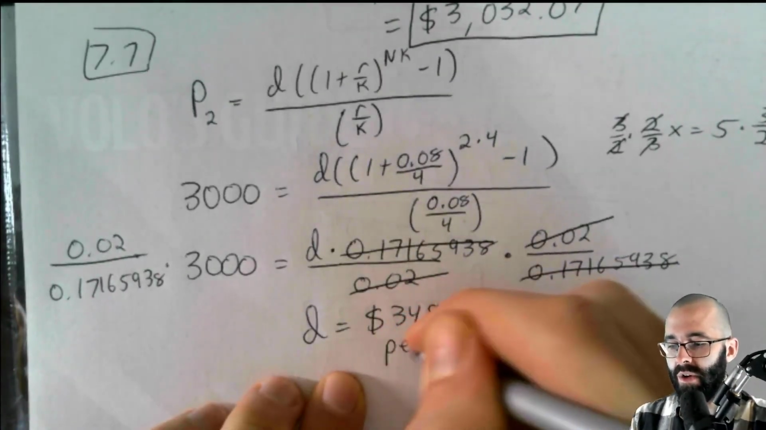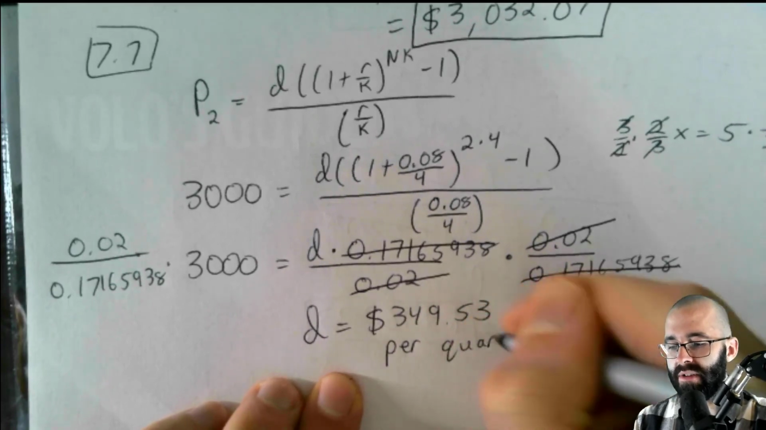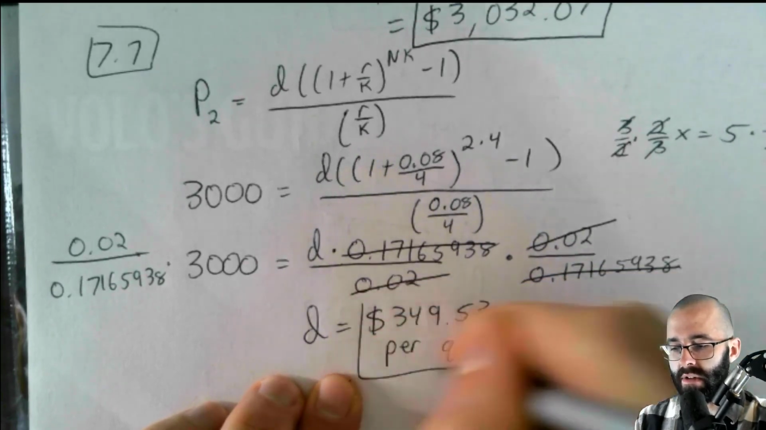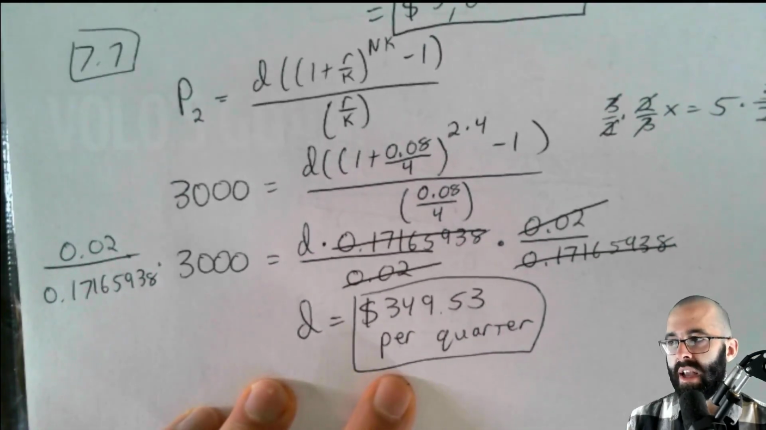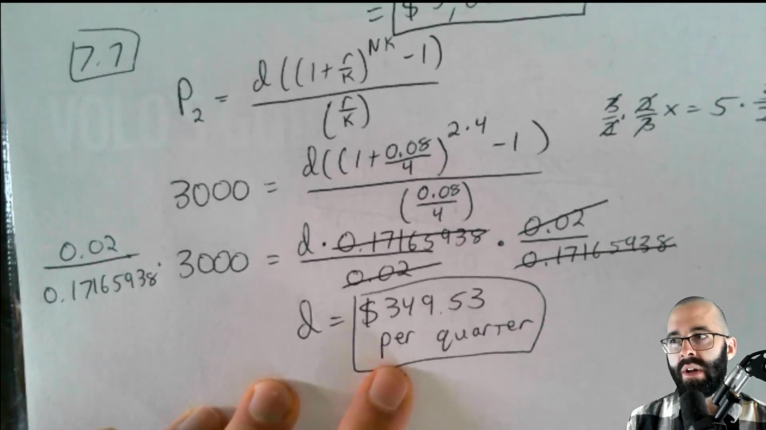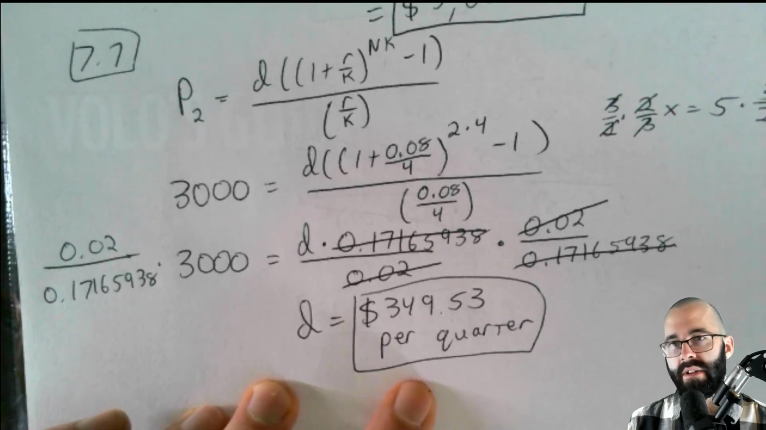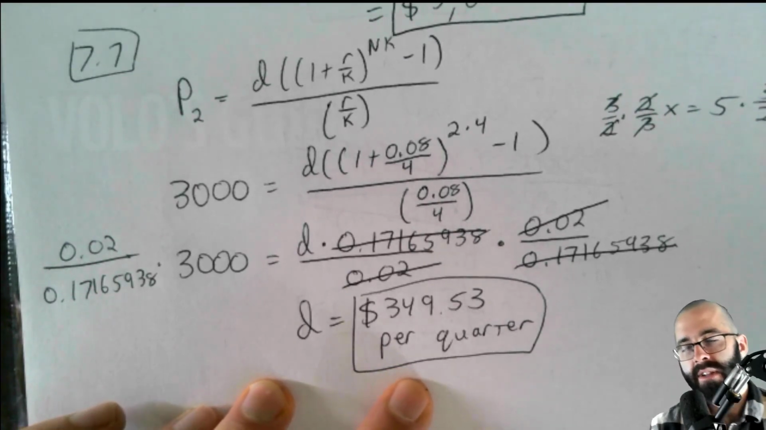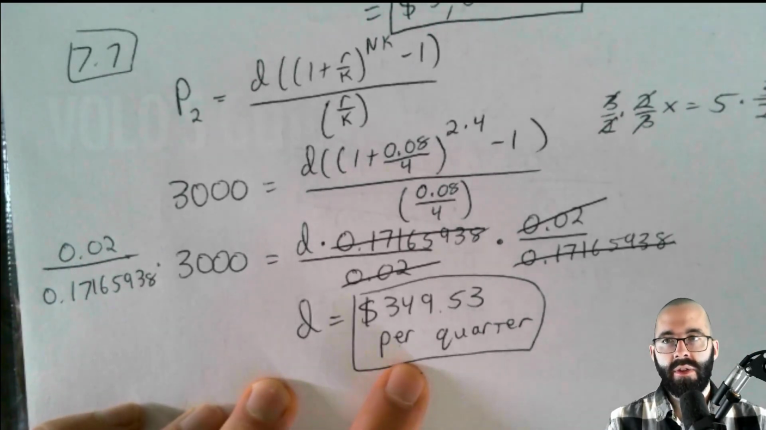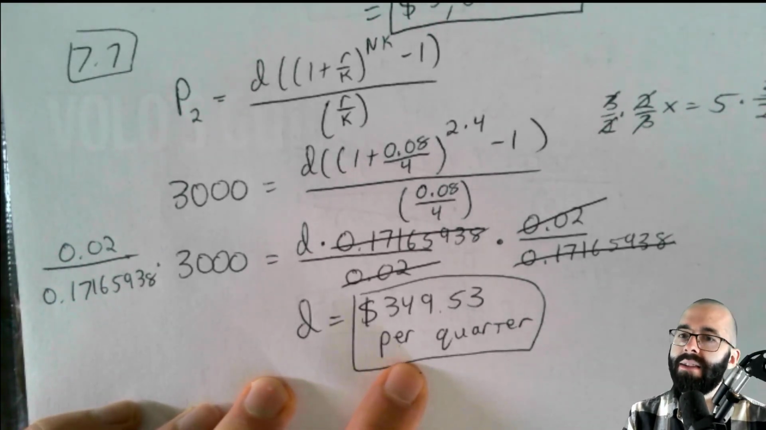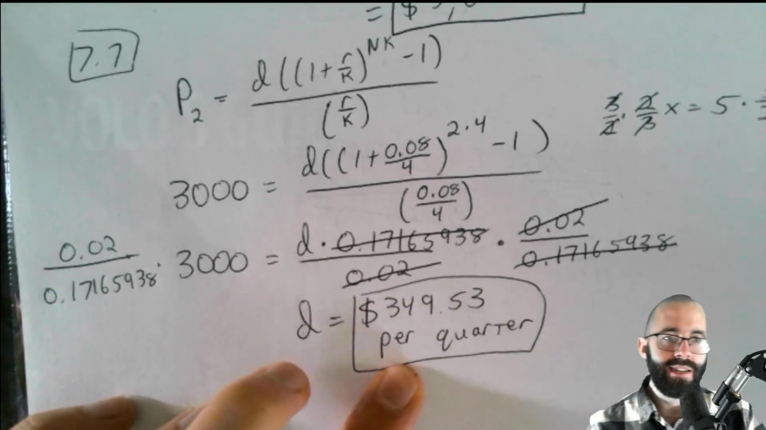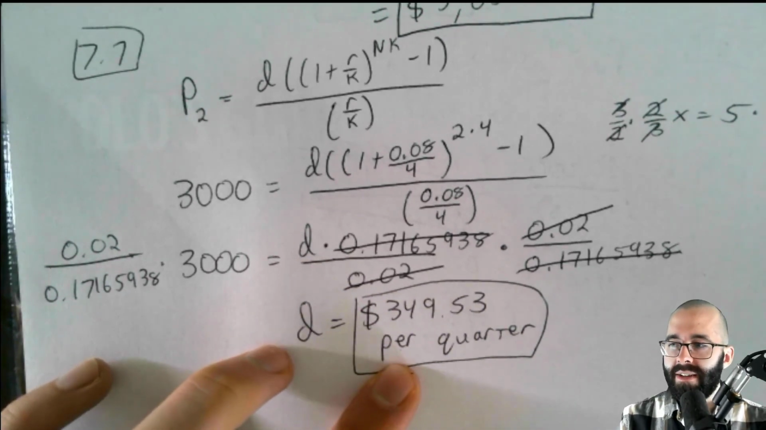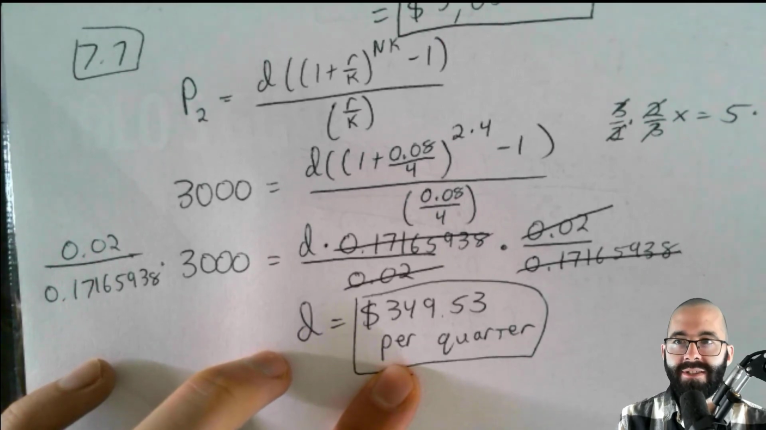So if we want $3,000 after 2 years at an 8% interest rate, we're going to have to be putting in $350 every season, every 3 months, 4 times a year for those 2 years. Okay, so the calculator part and this algebra part are really the trickiest things of this chapter, but hang in there and let me know if you have questions. Good luck.